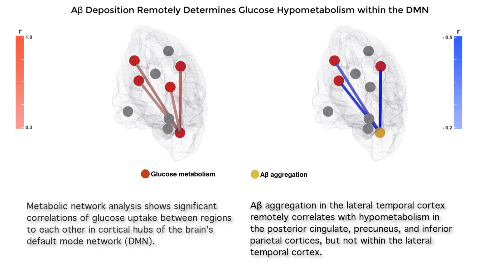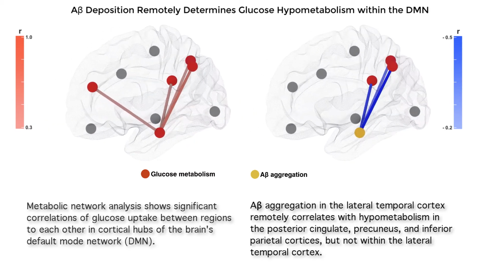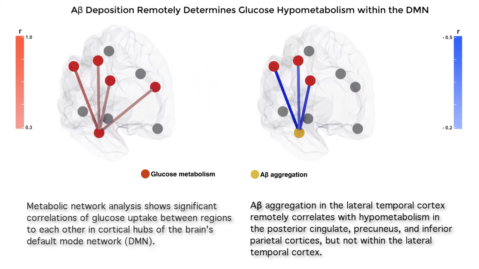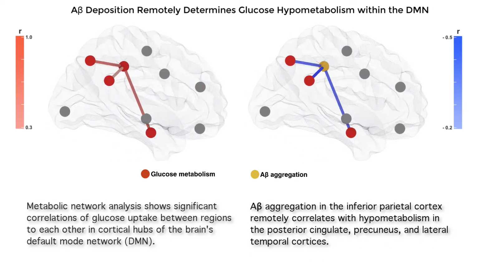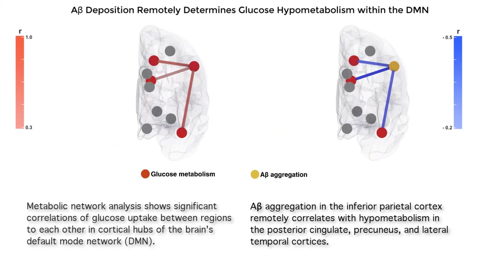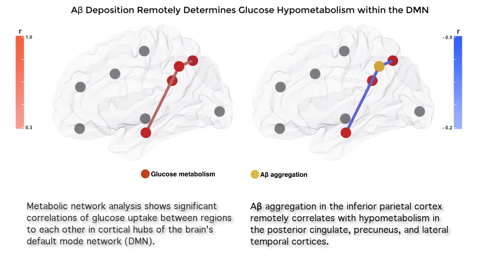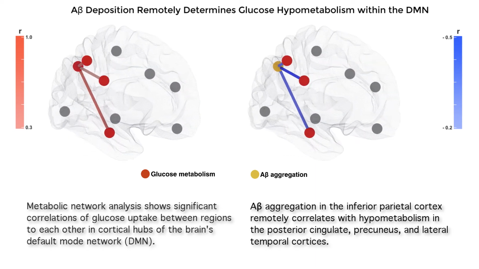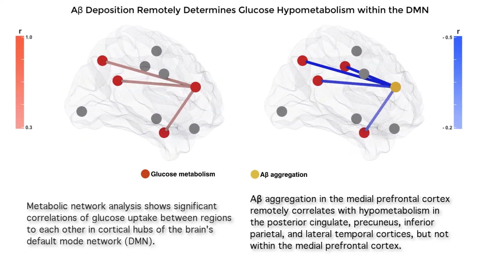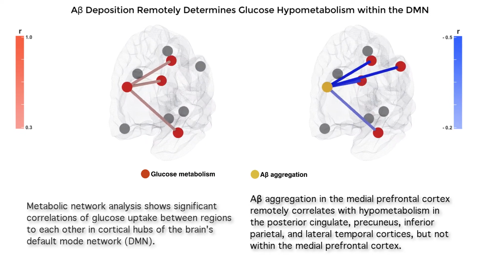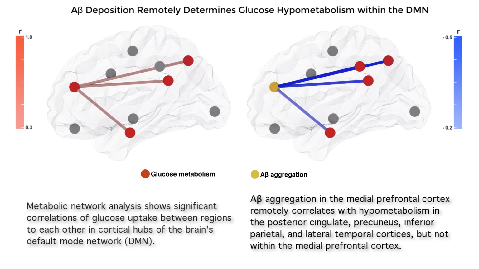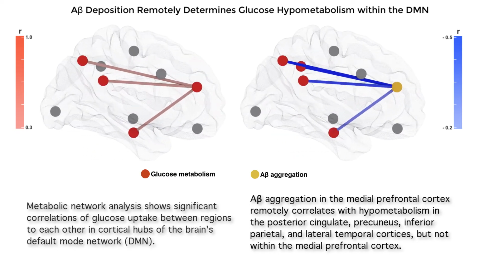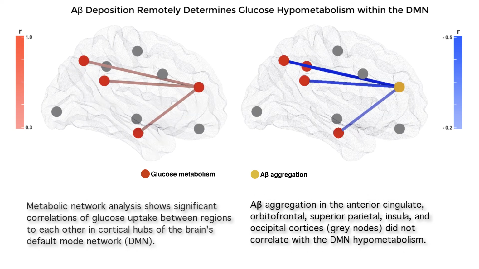Amyloid beta aggregation in the lateral temporal cortex remotely correlates with hypometabolism in the posterior cingulate, precuneus, and inferior parietal cortices, but not within the lateral temporal cortex. Amyloid beta aggregation in the inferior parietal cortex remotely correlates with hypometabolism in the posterior cingulate, precuneus, and lateral temporal cortices. In addition, amyloid beta aggregation in the medial prefrontal cortex remotely correlates with hypometabolism in the posterior cingulate, precuneus, inferior parietal, and lateral temporal cortices, but not within the medial prefrontal cortex.